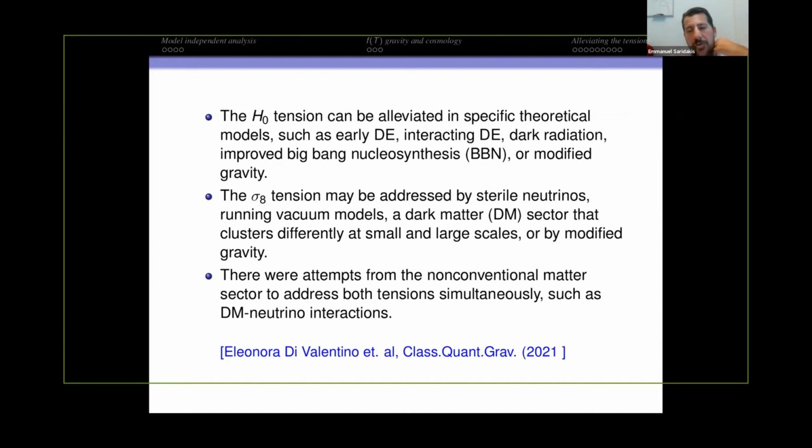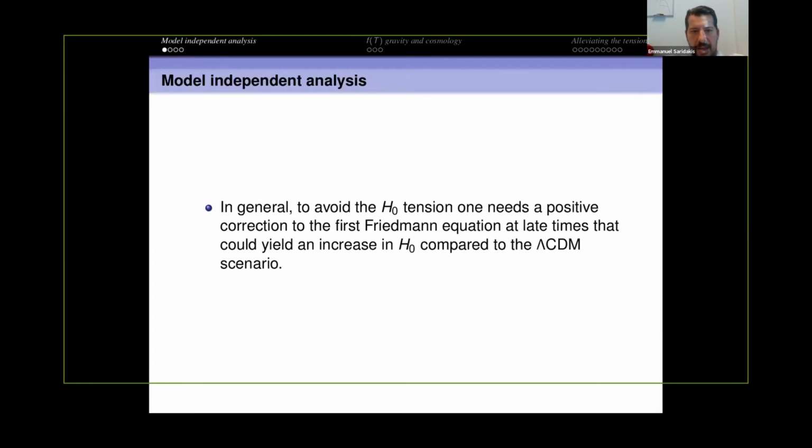running vacuum models, of course, as we heard, a dark matter sector that clusters differently according to the scales, or again, by gravitational modifications. Of course, there are attempts that try to alleviate both tensions at the same time. And of course, we heard some of them with interactions or dark matter neutrino couplings. And of course, since modifications of gravity can alleviate both tensions, this is the way that we are going to follow in this talk, and choose a gravitational modification that can solve, or at least alleviate, the tensions.